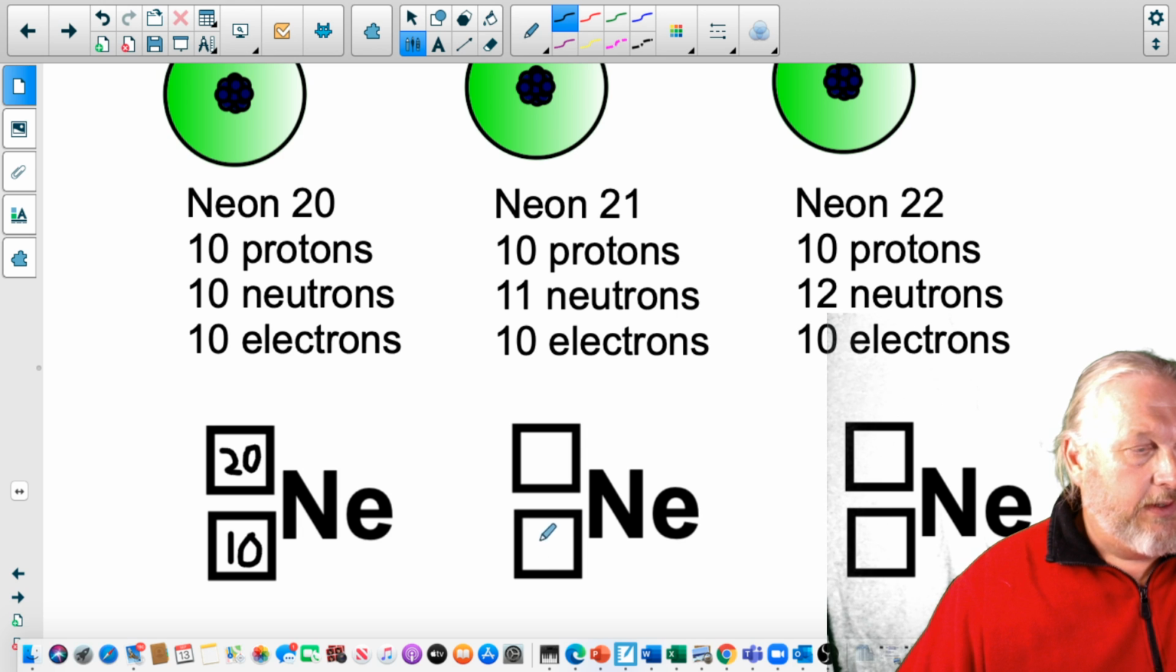On this one, the Z number is going to be the same, 10, because there's always the same number of protons in neon. It's always going to be 10. The only thing that differs on this is the number of nucleons. So here I've got 10 protons, 11 neutrons, so the A number would be 21. This one would be 22 because it's got 10 protons. Let's see if I can make a 2 there. 22. I did pretty good. I'm proud of myself.